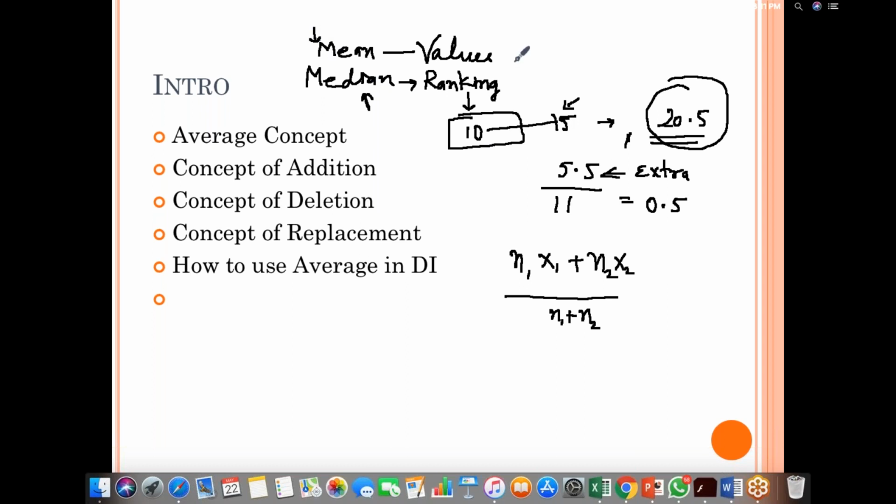When the difference between them is small, or my data variance is low, then my mean and median are very close. If your variance is very high, then mean and median may be very much away from each other, right guys? So I'm not going into standard deviations and other things, but for this, this should be clear to you. So this concept of addition is clear to everyone.